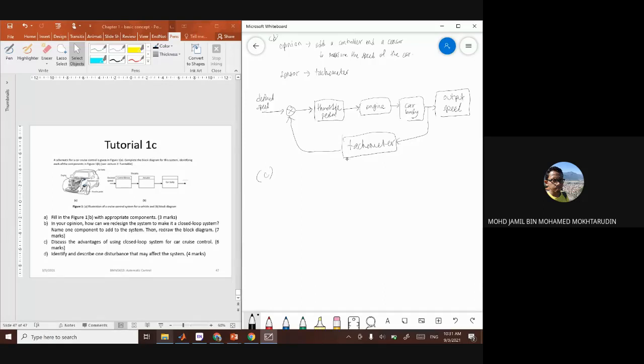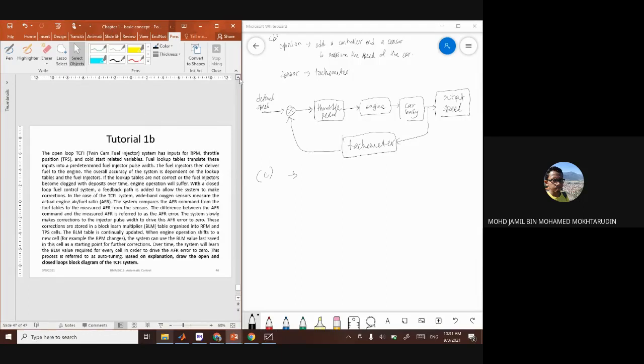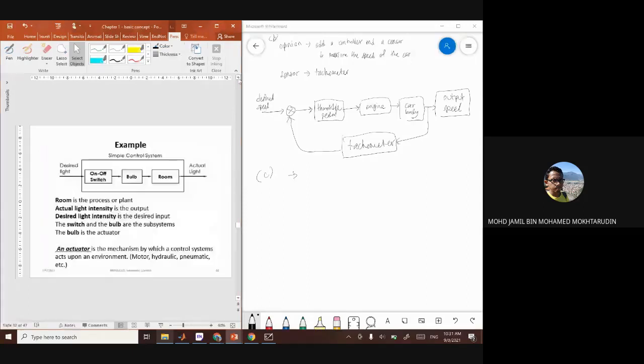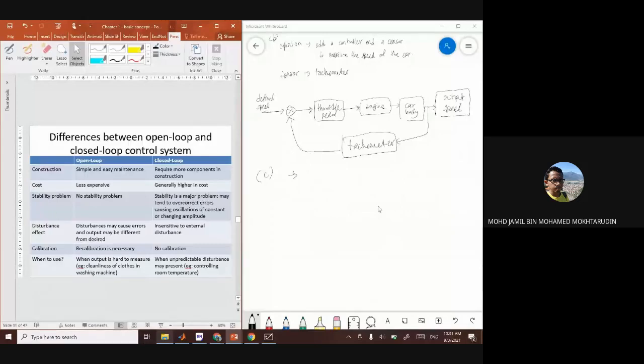There are many advantages, such as we can reduce the effect of disturbance. Then you can maybe control the speed within the safe speed range, or control it according to our desired speed.